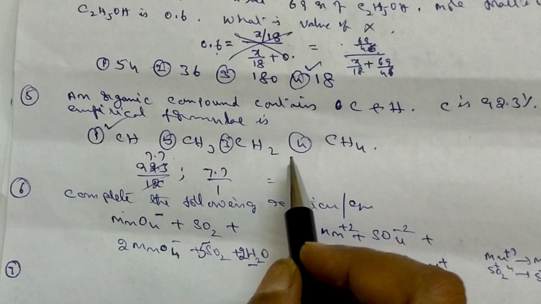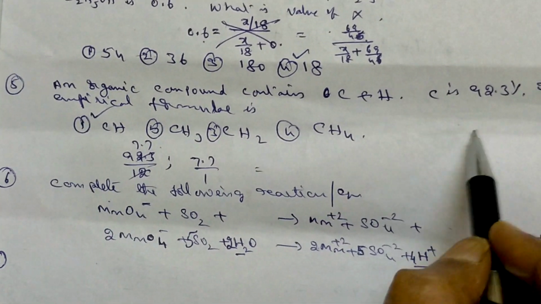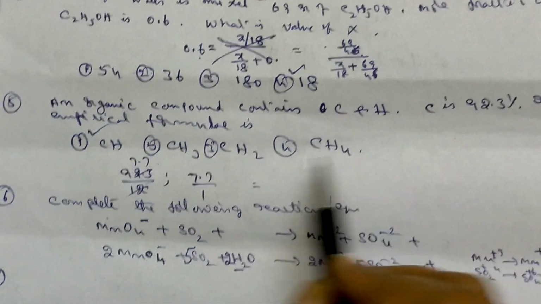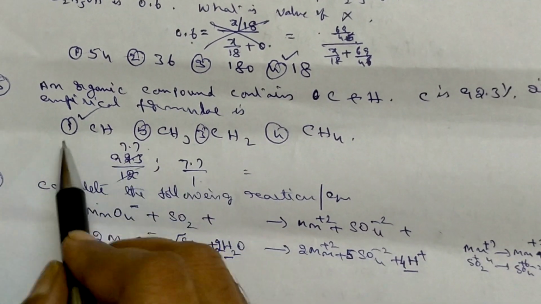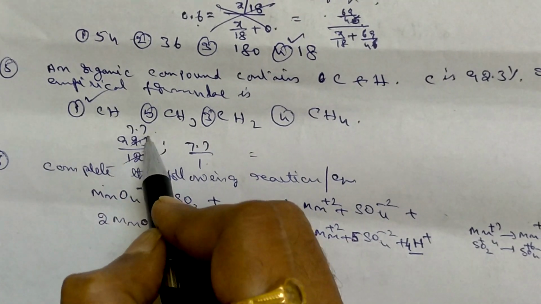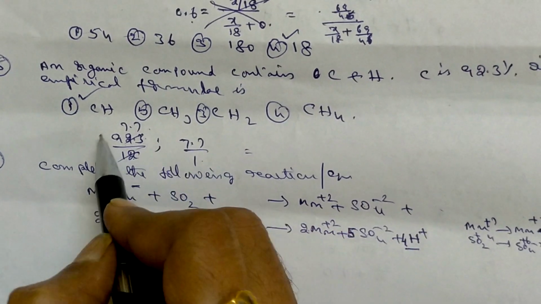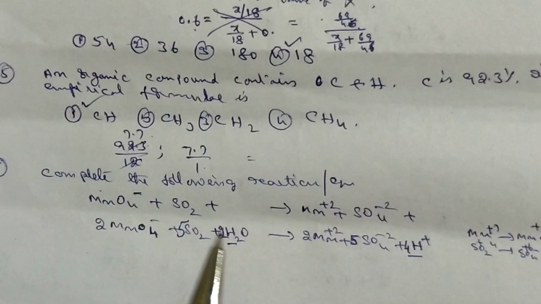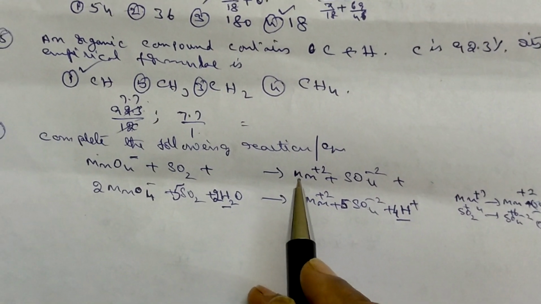Okay, empirical formula is a direct question. So carbon is 92.3, that means 92.3 by 12 immediately, and remaining is 7.7, 7.7 by 1. If both are equal, that means 7.7, simple formula. That means this ratio 92.3 by 12 and 7.7 by 1, both are equal to 7.7. That means C equals 1, H equals 1. This is simple, CH is the answer. I think you people got it.